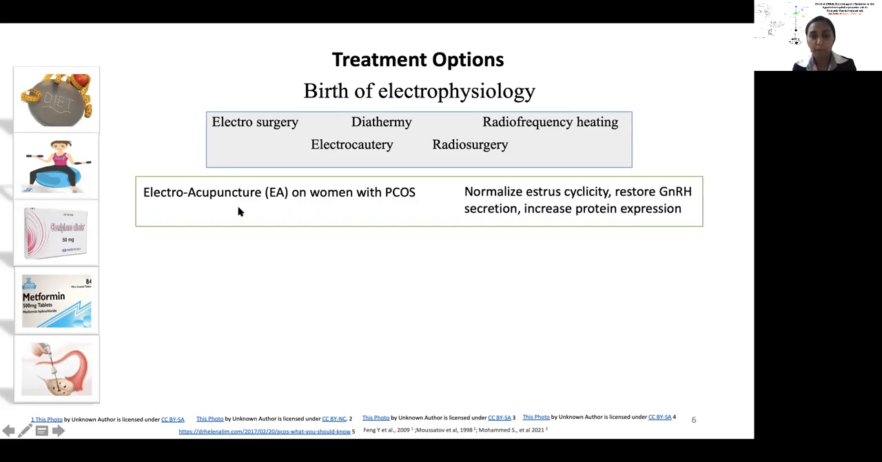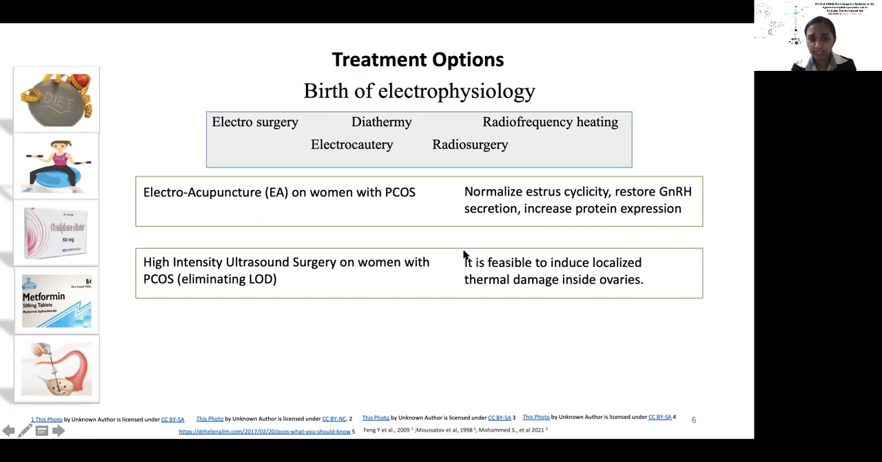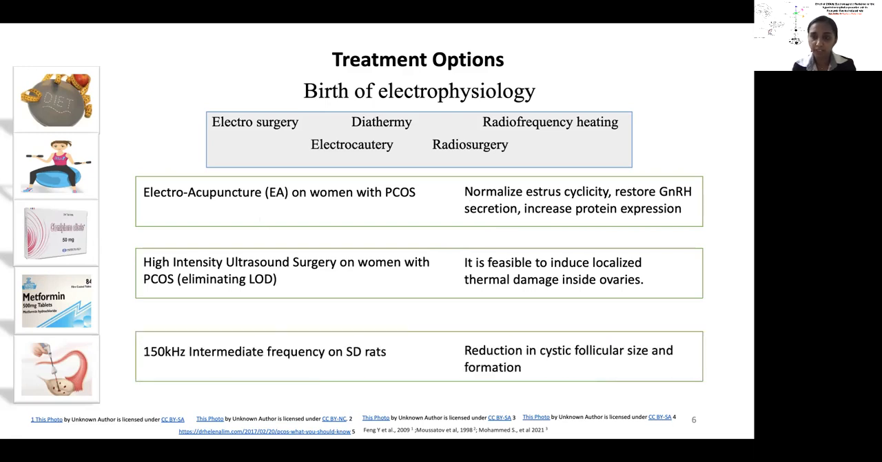So novel treatment options that persons are currently exploring include the use of electroacupuncture on women with PCOS. What they observed is that it normalizes the estrous cycle, restores gonadotropin secretion, and increases protein expression. High intensity ultrasound surgery on women has also been used. They found that it was feasible to induce localized thermal damage inside the ovaries. So you can see people are actually working within the radio frequency. Now, we conducted an experiment where we used the intermediate frequency, which is a little lower than the radio frequency, and we used it on rats that consisted of polycystic ovaries, and we found a reduction in the cystic follicular size and also the formation.